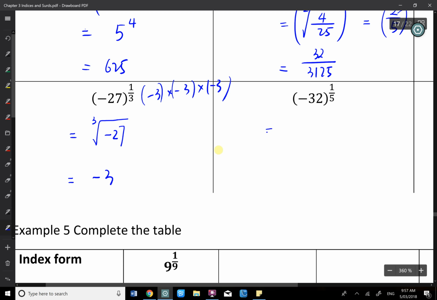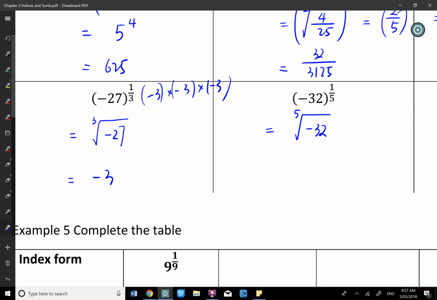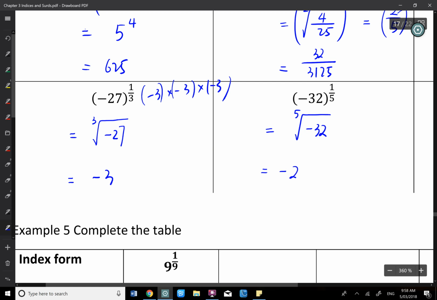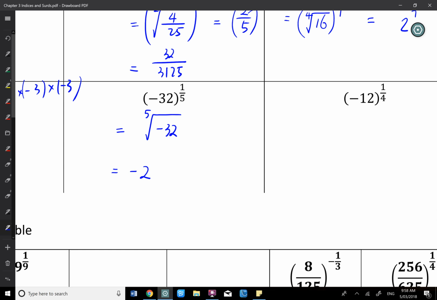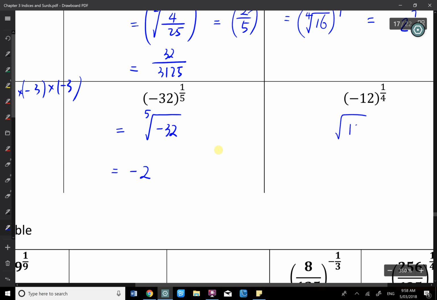So same here. Negative 32 to the power of one fifth, the fifth root. What will that be? Negative 2, because negative 2 times negative 2 times negative 2 times negative 2 times negative 2 gives you negative 32. So that will be negative 2. Let's have a look at the last one. This is negative 12 to the power of one fourth, the fourth root.